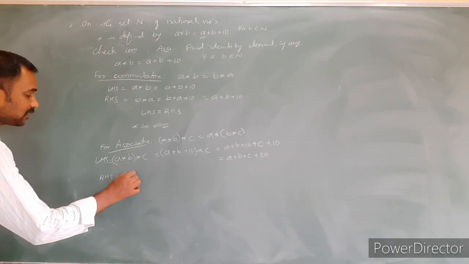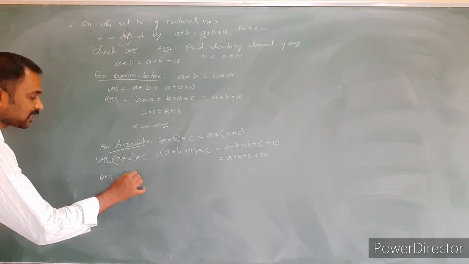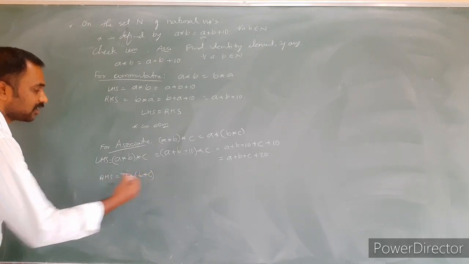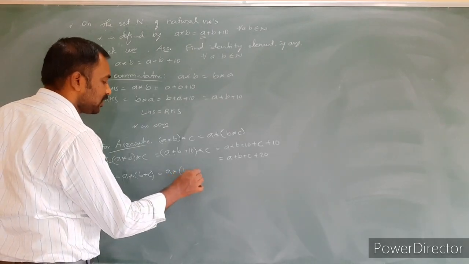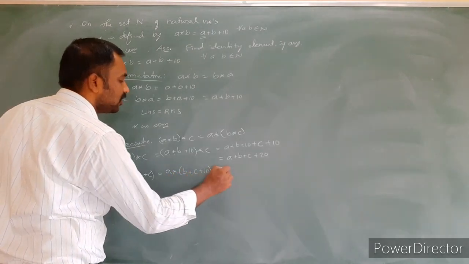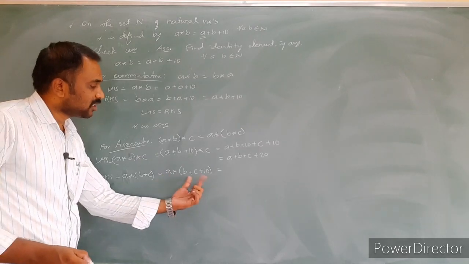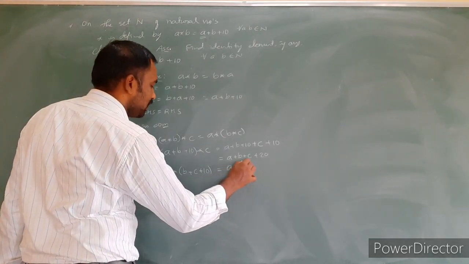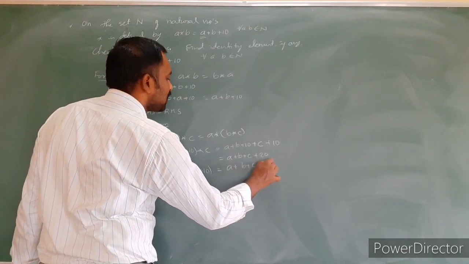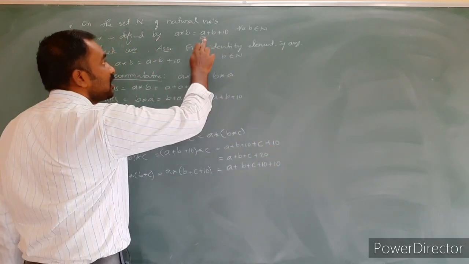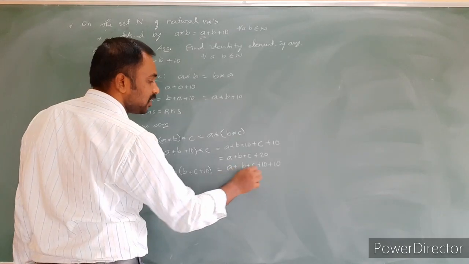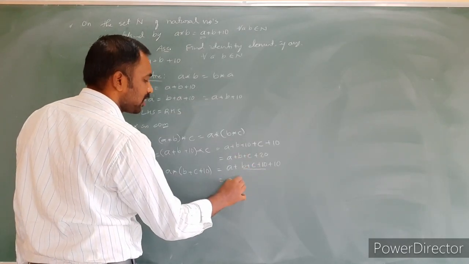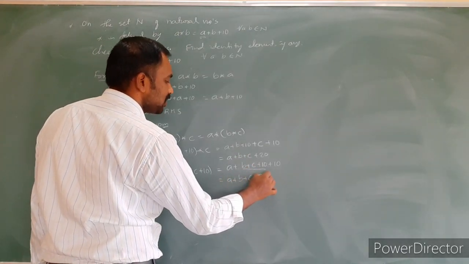What is the RHS part? A star (B star C). What is A star (B star C)? A star as it is. B star C is nothing but B plus C plus 10. Okay. Now it is A, this is nothing but B. A plus B, where B is nothing but B plus C plus 10, plus 10. A plus B plus C, plus 10, plus 10. Now what we can write? A plus B plus C plus 20.